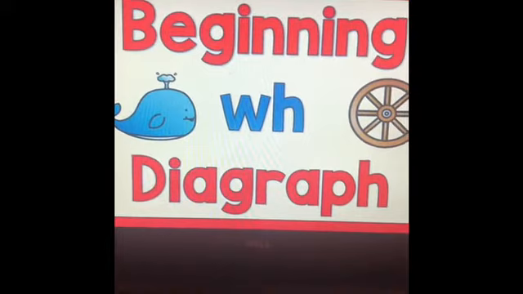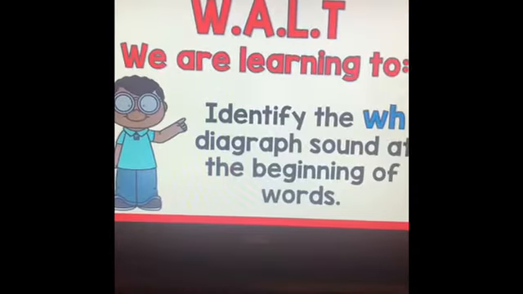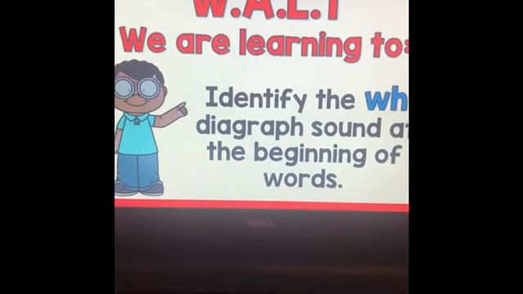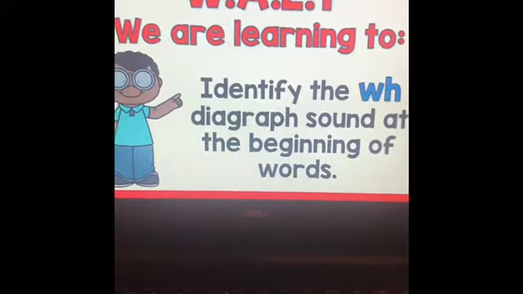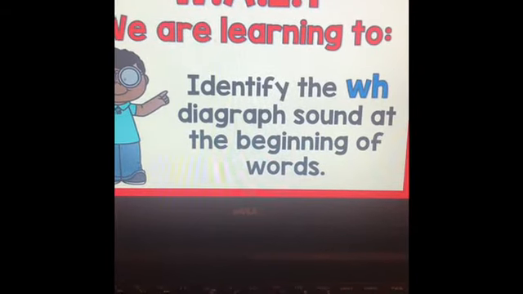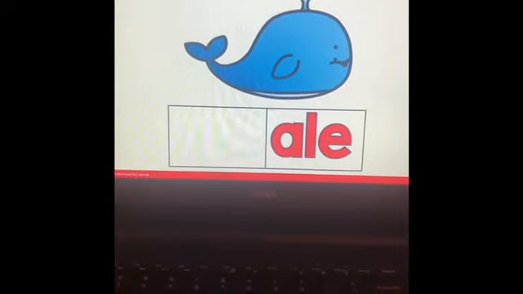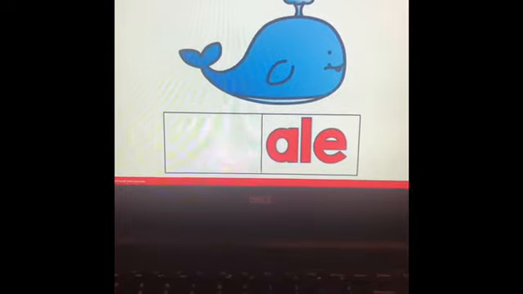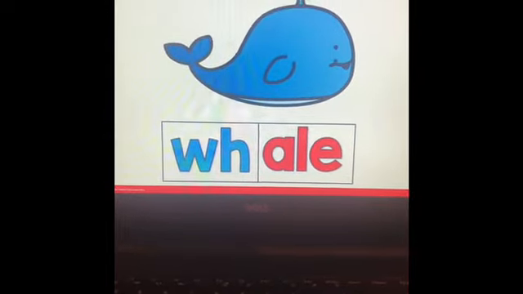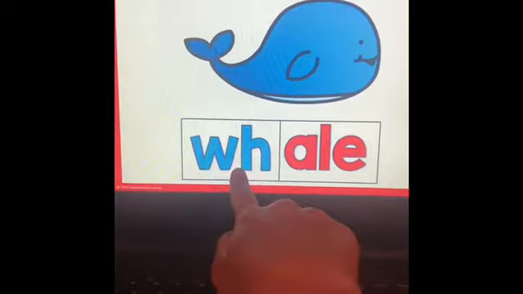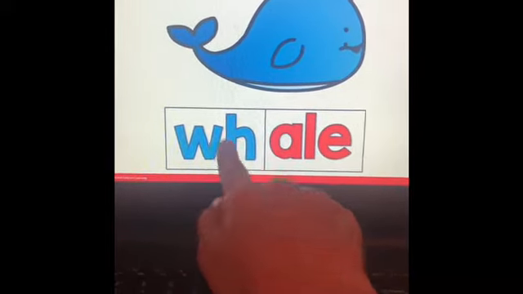Alright, beginning WH digraph. WALT, which stands for we are learning to identify the WH digraph sound at the beginning of words. Let's identify the first sound in this picture. Take a look at the picture. Can you figure out the missing beginning sound? If you said W, you are correct. This is a picture of a whale. Notice the WH digraph in the beginning of the word whale.